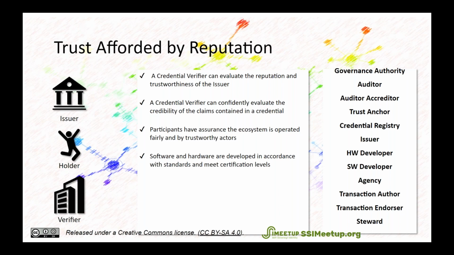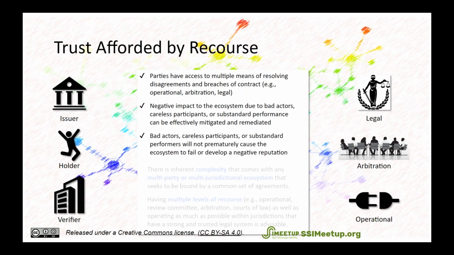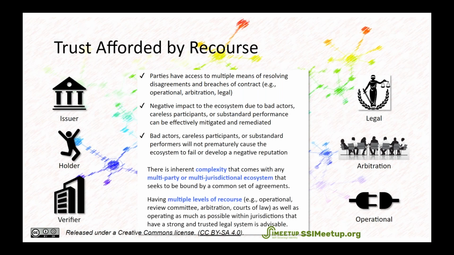And then finally, that the software and hardware are developed in accordance with standards and meet certain levels of criteria for interoperability, for security, for patching, and all these kinds of things. And finally, you look at the trust that's afforded by recourse. And it sounds a little odd, what do you mean trust by recourse? Because recourse is typically thought of as the last backstop for resolving issues.